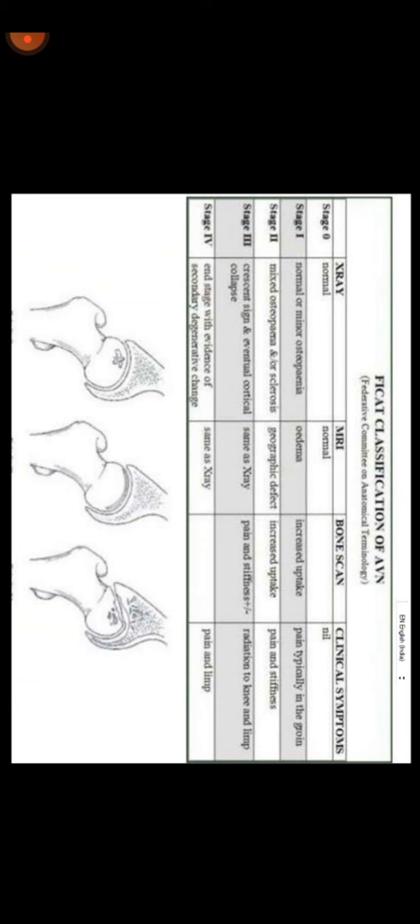Eventually, changes of osteoarthritis can be seen, and you can treat it afterwards as Sandhigata Vat of Vankshana Sandhi, Sandhigata Vat of Uru, and then you can treat this accordingly. So that's it for avascular necrosis. Avascular necrosis can be treated with Bruhan Basti, can be treated with Rajayapan Basti only.